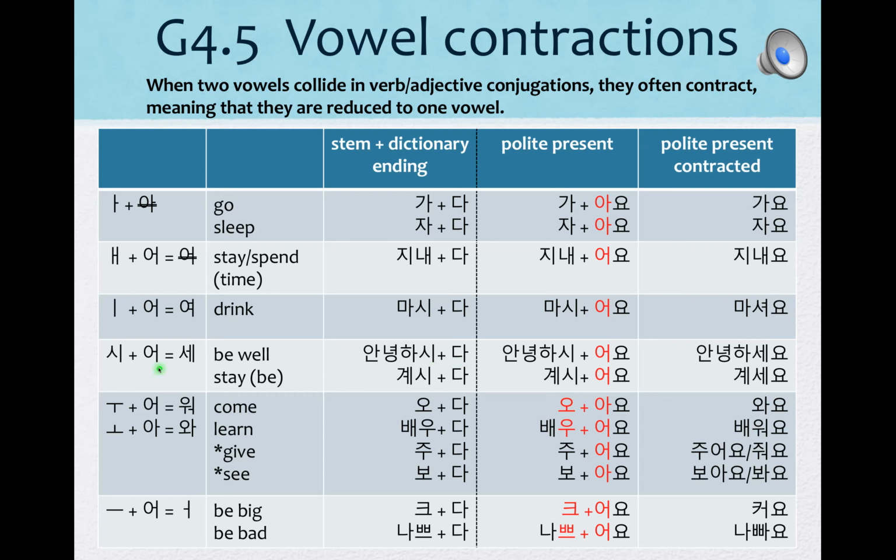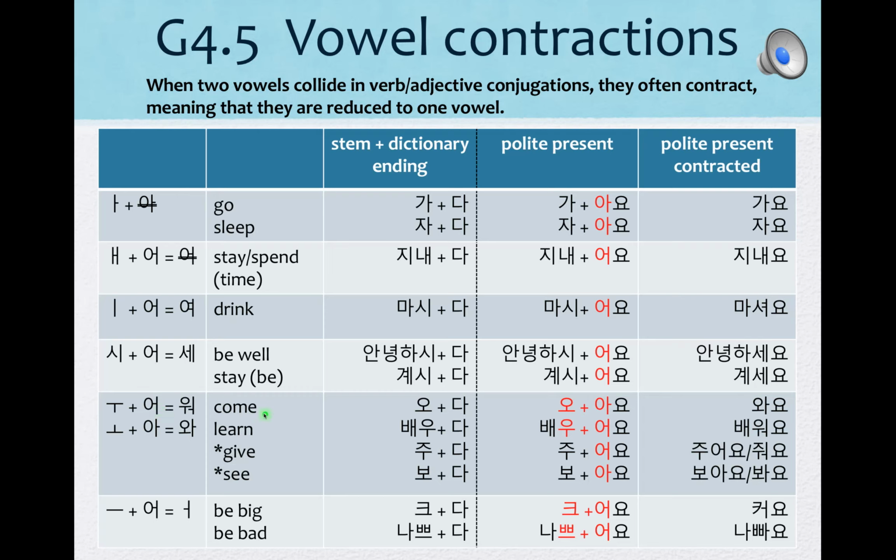So si is not a bright vowel. You have to use eo with it to make it polite present. And combined, 시어, 세, right? So 안녕하시어요 becomes 안녕하세요. 계시다, 계시어요, 계세요.